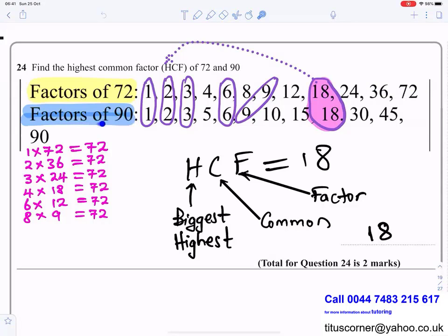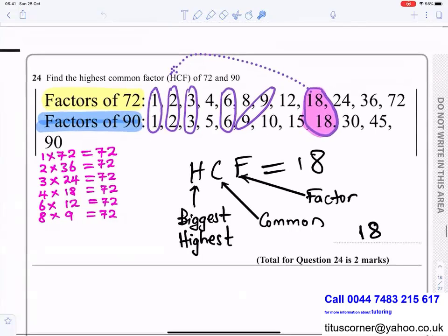Factors of 90. You can list all the factors of 90. It carries on. And then you want to pick, and there's 90 there as well. And then you want to pick the highest. So there's 1 and 1, 2 and 2 found in both lists, 3 and 3, 6 and 6, 9 and 9, 18 and 18 is the highest number which is found in both lists.